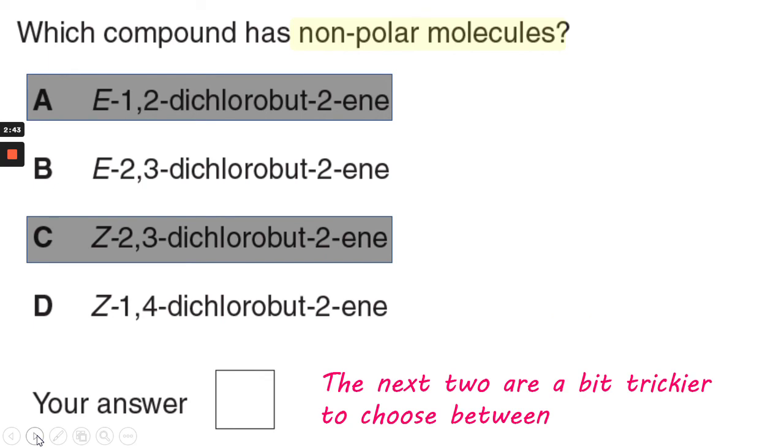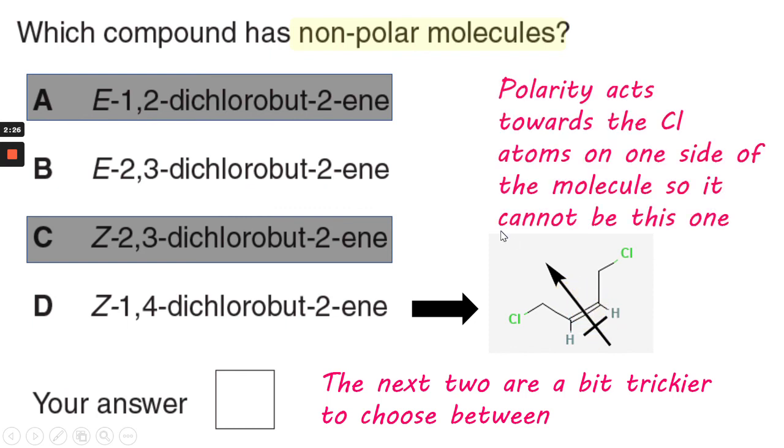The next two are a little bit harder. Let's try to work this out. Going for Z-1,4-dichlorobutene, you can see that what's happening here is, again, we've got a slightly negative end and a slightly positive end because of the location of the chlorines in this line of symmetry. So it can't be this one either.